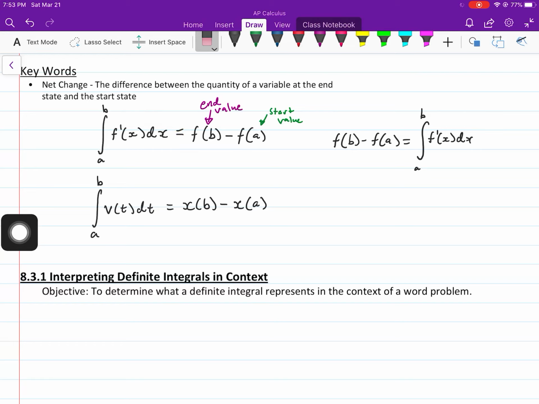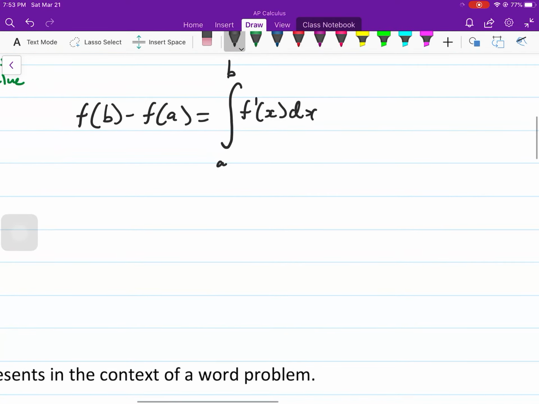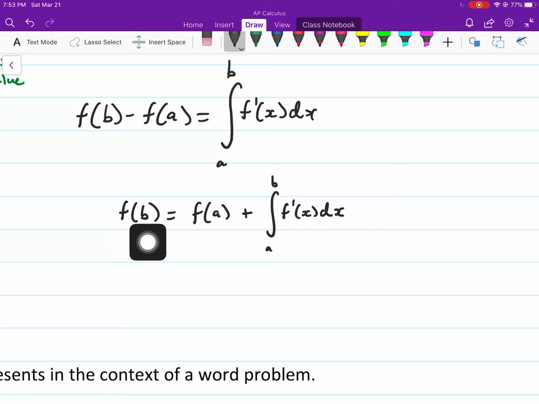If we take this equation and take this f of a and add it over to the other side, we would say that f of b equals f of a plus our integral of the derivative. So here we're saying, this is the exact same statement as before: the ending value is equivalent to the start value plus the amount of change that happened, the net change.